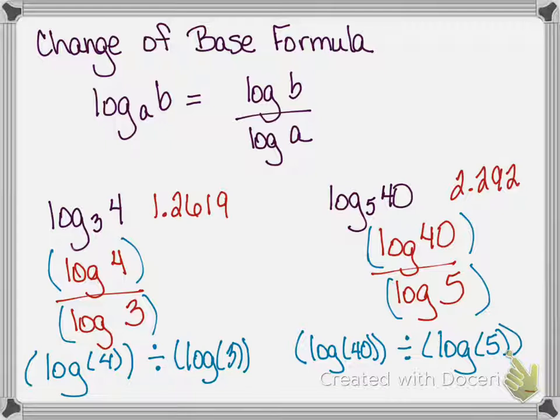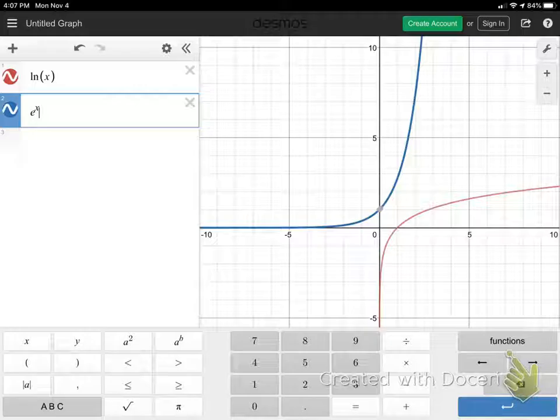Lots of different things about logs. Now we're going to look at the graphs. What I have here is e to the x in blue, and the natural log of x in red. They are inverses of each other. And that's what exponents and logs are. They are inverses of each other.